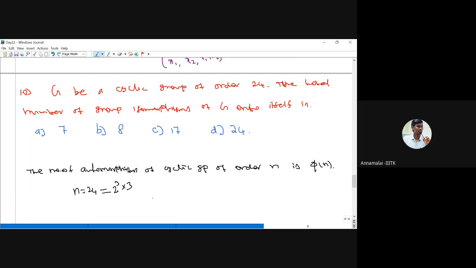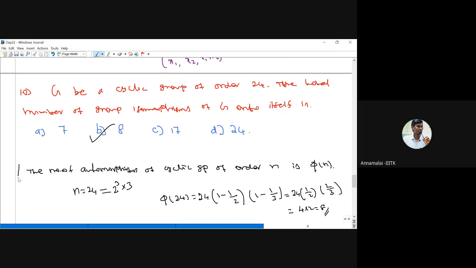Right? Therefore, what is phi of 24? By the formula, 24 times, the prime numbers are 2 and 3, therefore (1 minus 1 by 2)(1 minus 1 by 3). Now if we simplify this, 24 into 1 minus 1 by 2 is 1 by 2, and 1 minus 1 by 3 is 2 by 3. Now we can cancel 3 and 2, and we get 4 times 2, therefore 8. So there are 8 isomorphisms we can define from G to G. So the answer is 8.